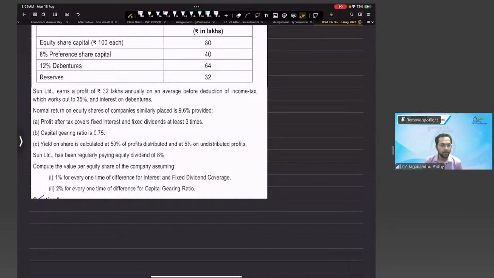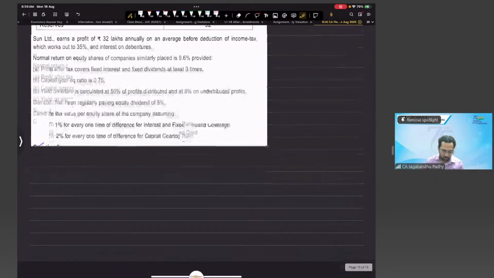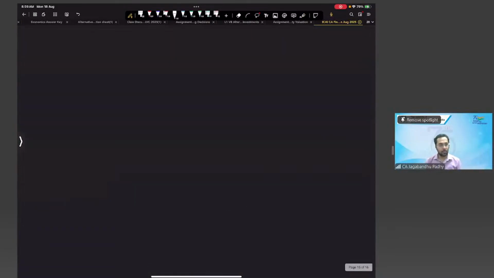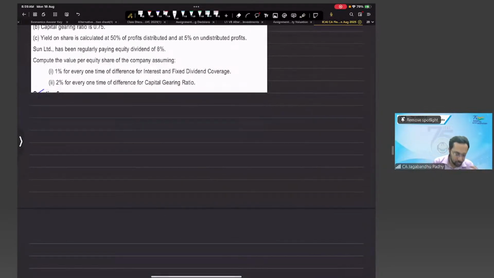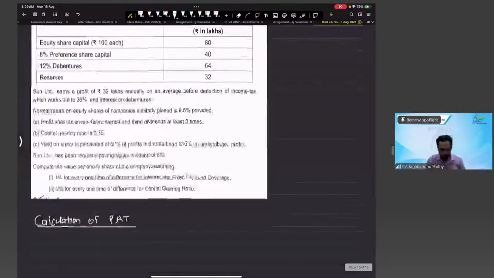Now, of course, to get the value of the equity share, I need to calculate the yield and the required return. I mean, what's the actual return and what's the required return. So first, let us compute the profit after tax that we are generating. Let's go ahead with the first part, which is the calculation of profit after tax. How do we compute the profit after tax?